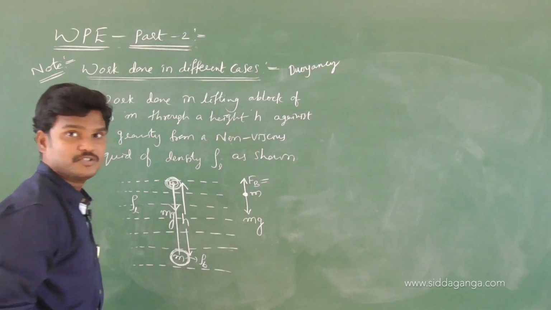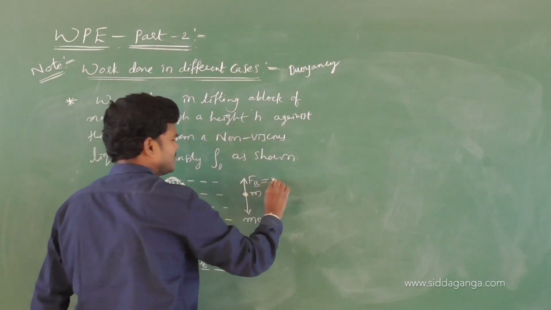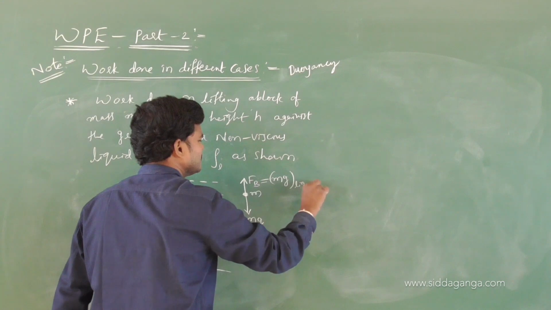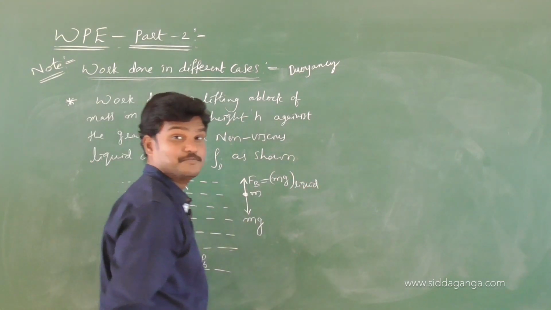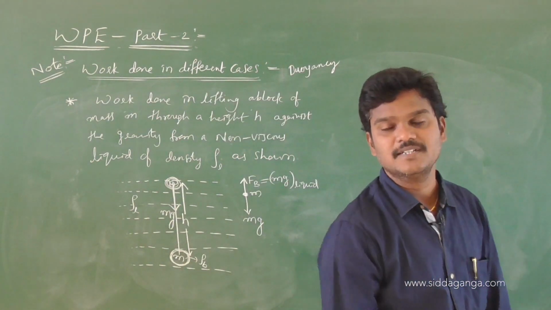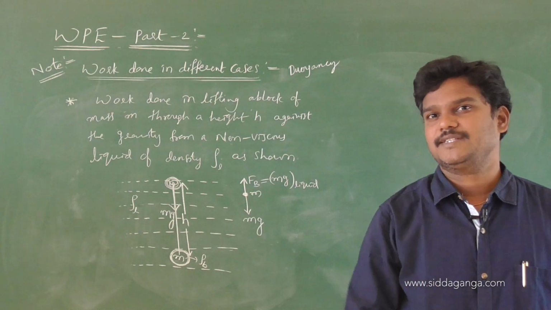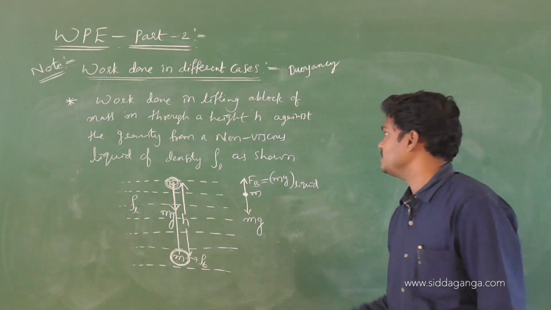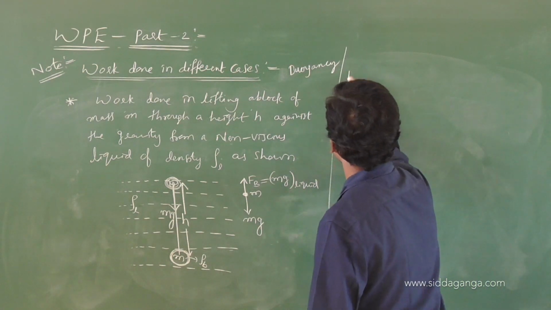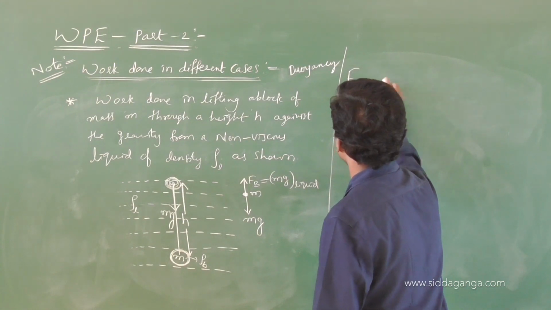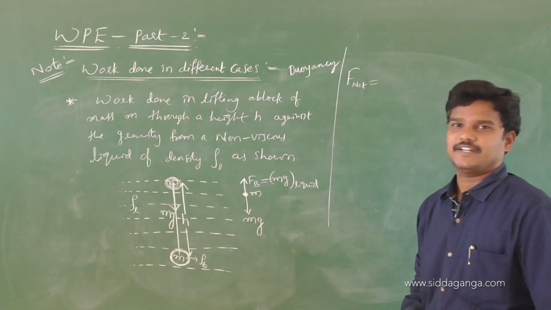This force of buoyancy is nothing but the weight of the liquid displaced. I think you remember Archimedes' principle like that. Force of buoyancy is nothing but the weight of the liquid displaced. Then what is the net force here? Let me write it now.